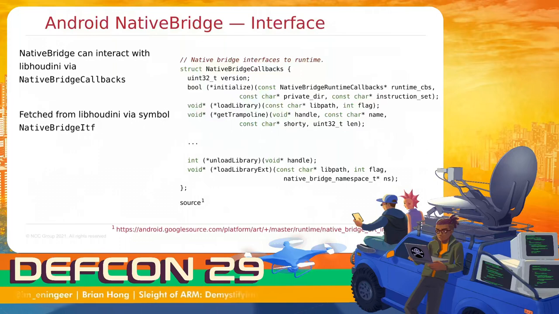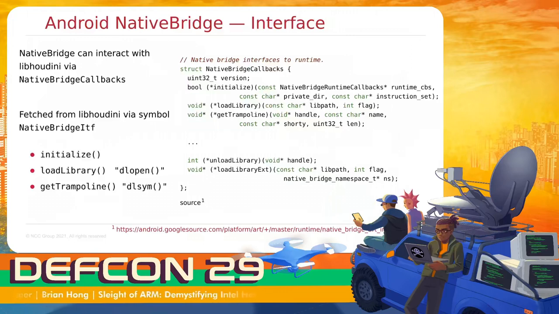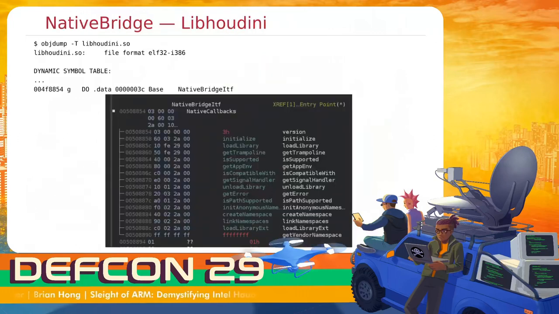We see some of the functions on the right. The most interesting of these are initialize, load library, and get trampoline, the latter two of which are quite similar to how dlopen and dlsym work, and I'll show that in a later slide. This struct is actually exposed via the symbol NativeBridgeItf, which can be seen here. By looking at it in a hex editor or disassembler, you could see all the function pointers in that data structure. So I have all of the components of Native Bridge explained, kind of.